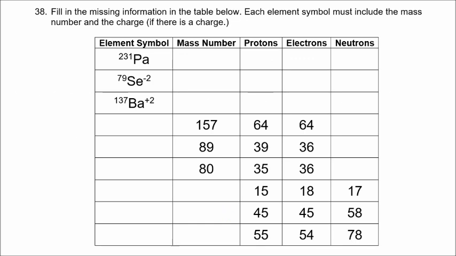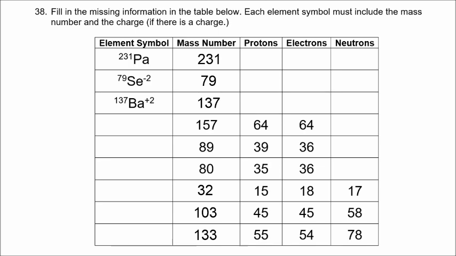For number 38, we're going to fill in the missing information. I'm going to start with mass number. So our first one would be a mass number of 231, and then 79, and then 137. For the remaining 3 rows, we add protons and neutrons. 15 plus 17 is 32. 45 plus 58 is 103. And 55 plus 78 is 133.